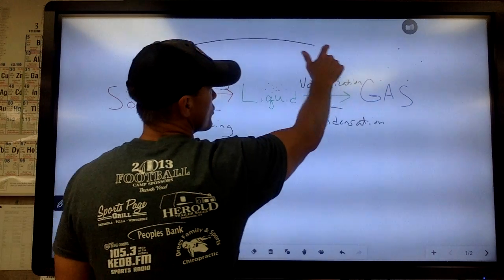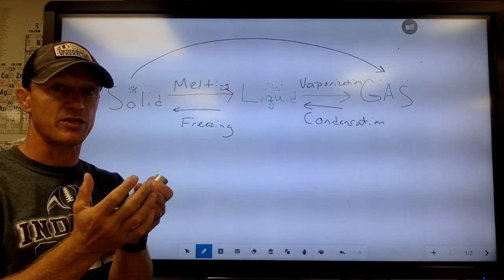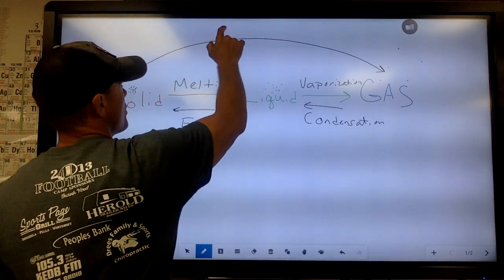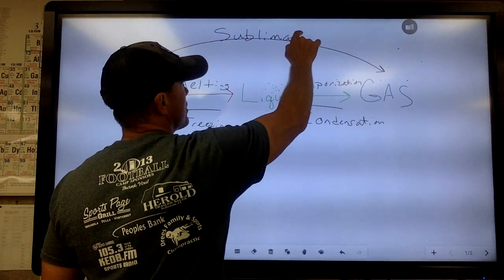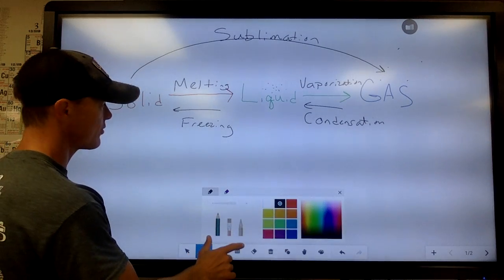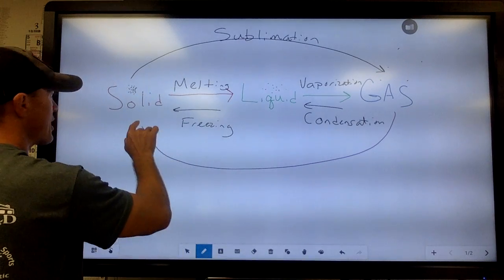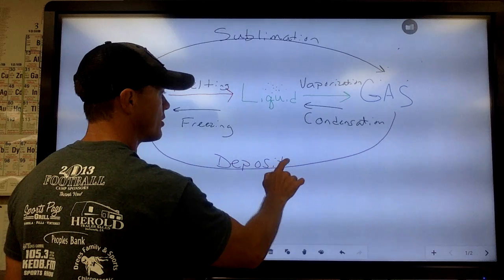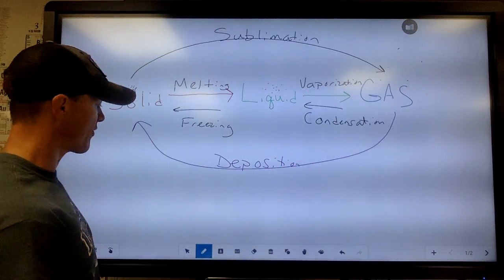We also have some other ones here. Going from a solid directly to a gas. A piece of dry ice will do this. It goes directly from a solid right into the air. Even snow in the winter will go directly from a solid into the air. That is called subliming or sublimation. And vice versa, going back the other direction, a gas right into a solid is called deposition. It sometimes happens in the atmosphere. Deposition.